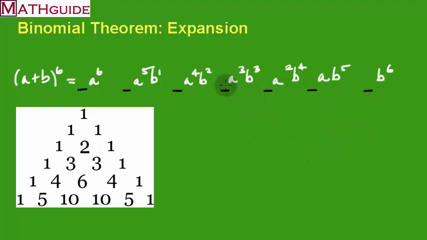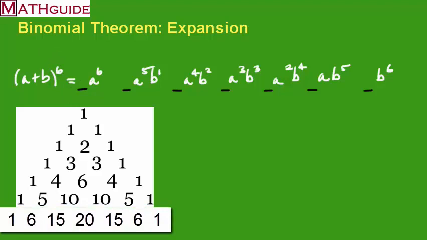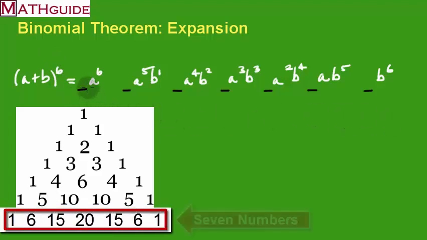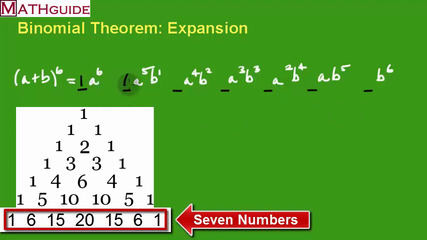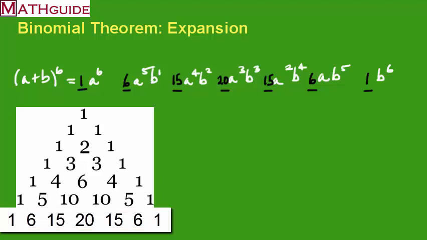1, 2, 3, 4, 5, 6, 7, which is always going to be one more than your power. So the row of Pascal's Triangle that has 7 numbers is: 1, 6, 15, 20, 15, 6, and 1. Those are the values we're going to use. Got them from Pascal's Triangle.